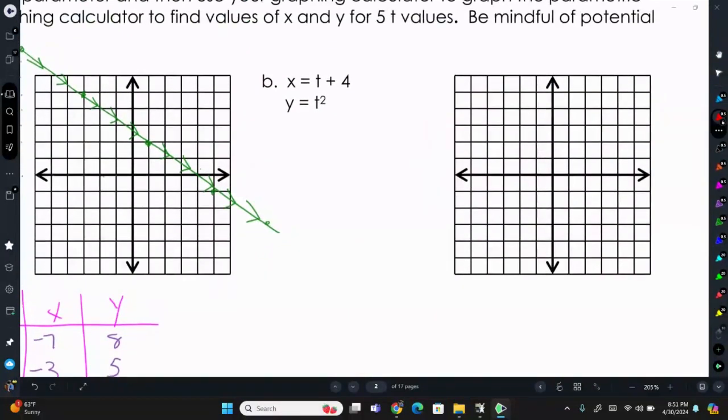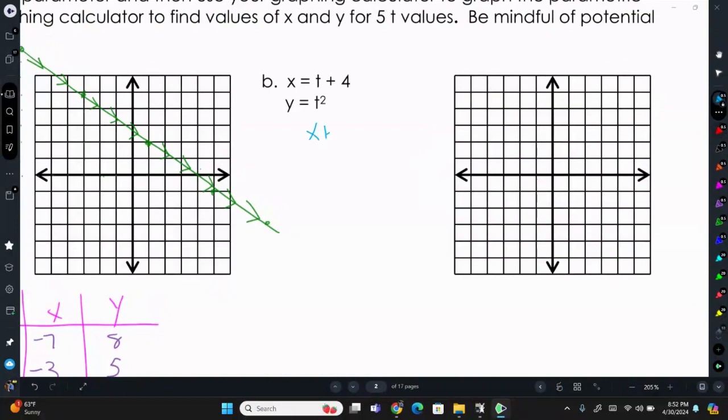All right, now letter B. With this one, we have x equals t plus 4 and y equals t squared. I really don't want to work with the t squared because in order to get t, we have to square root both sides, and that's going to give us a plus and minus answer. So we would have even more equations. So I don't want to deal with that if I can help it.